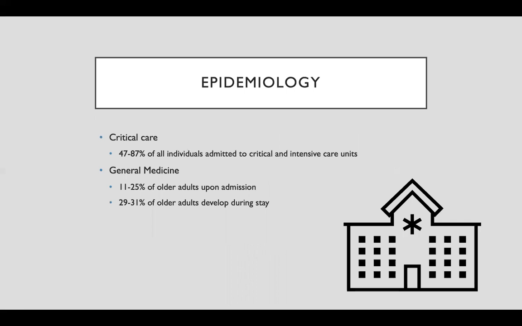Delirium is a problem in the older adult population, but it also may be prevalent in younger individuals that are critically ill. In the critically ill patient population, one study found that 47 to 87% of all individuals admitted to critical care and intensive care units were experiencing delirium. In the general medicine patient population, another study found that 11 to 25% of older adults were experiencing delirium upon admission, and another 29 to 31% of older adults developed delirium during their stay. And this is a really high prevalence of this condition for patients in acute care.